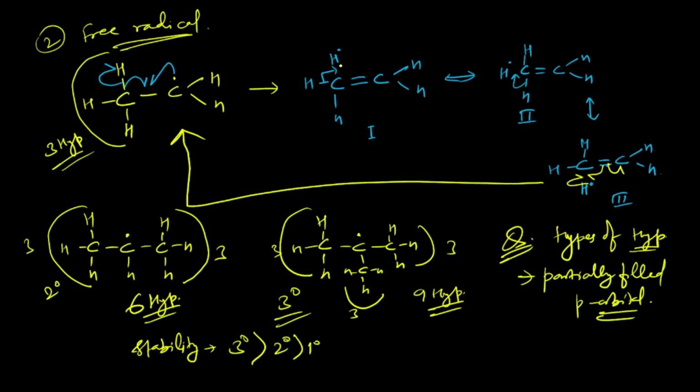You should have that much knowledge: what is the meaning of the fish hook arrow and the double headed arrow. A single sided arrow means reactant to product, and a double headed arrow means it is a resonating structure. It can be shifted from this side to this side, or from 1 to 2 or 2 to 1, right?